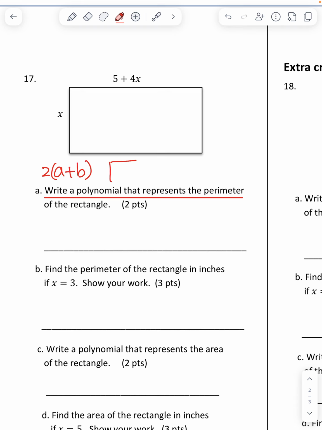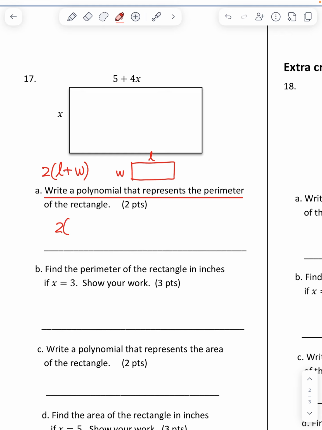So a represents maybe length. Sometimes we use L to represent the length, W to represent the width, right? So this means for the rectangle, the length is L, the width is W. We add them up together and multiply by 2, right? So according to the formula, we are going to write 2 multiply.